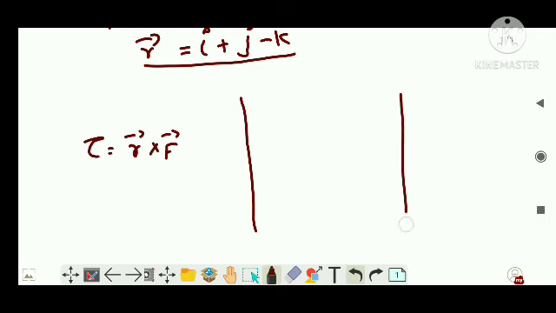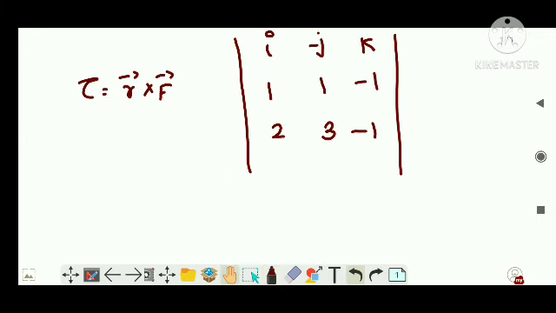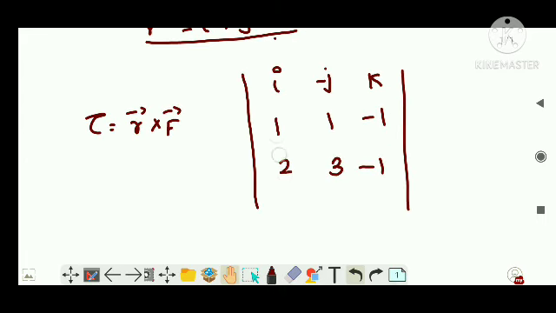So you will make a determinant form. So i, minus j, and then k. Then it is 1, 1, minus 1. Then for force it is 2, 3, minus 1. So how would you do the cross product? First keep these constant, right? Then i into (1 into minus 1 minus minus 1 into 3), right? So what is it? Minus 1 plus 3, that is it becomes 2.